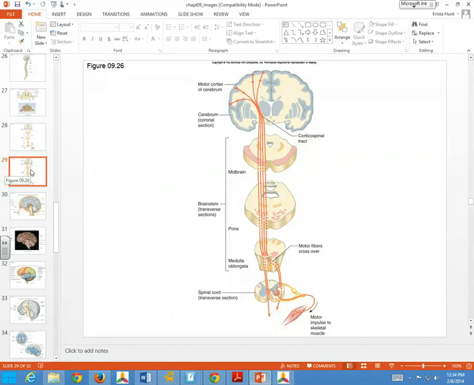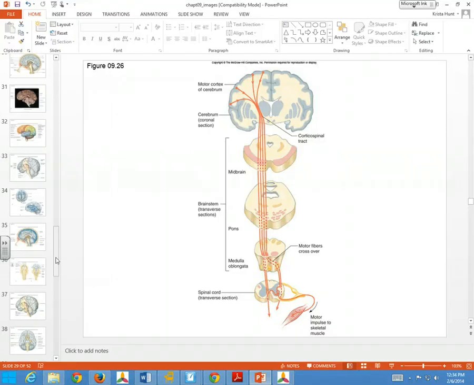So you see, here's the motor cortex for this side. As it comes down, it makes that cross over to the other side. Yeah, a little strange. I'm with you. Okay, back to our spinal nerves.